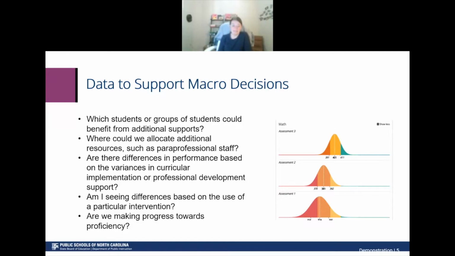And then ultimately, it allows you to see, are we making progress towards proficiency? So we have here over to the right an example of a group of students' performance across these three assessments. And the different colors represent the different performance levels. And that's going to be your indicator towards your state summative performance. And we can start to see that as students receive more instruction, we have more students moving towards approaching, having met the standards, or having met proficiency.